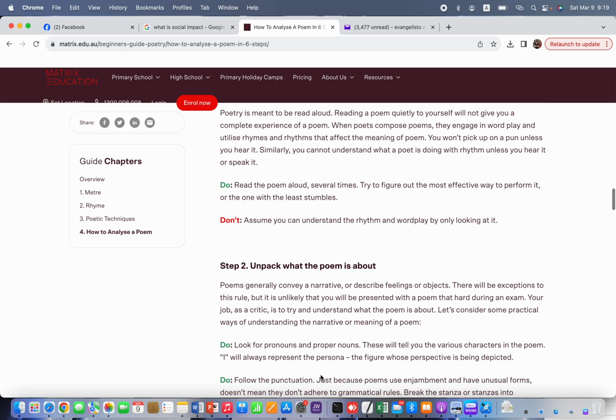Next, unpack what the poem is about. So identify the theme or motif. Okay, when we say motif, this is actually the dominant idea being portrayed or being talked about in the poem. It's somehow related to the theme.